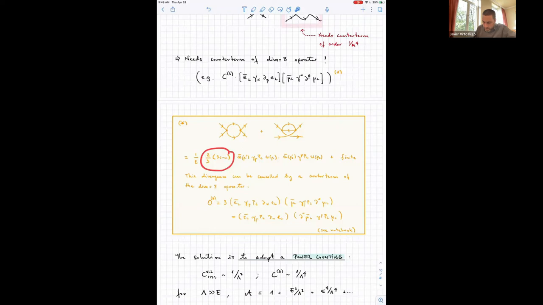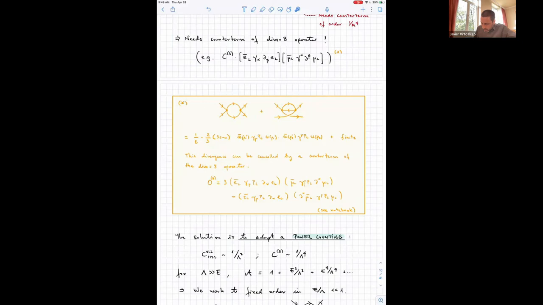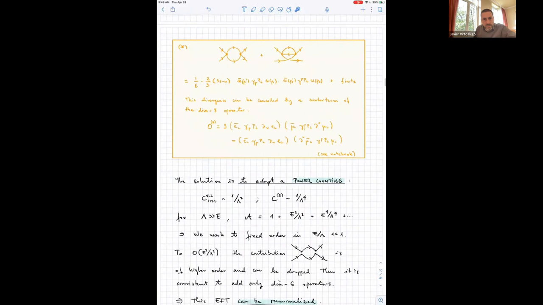And this divergence can be canceled by a counter term of a dimension 8 operator defined by this. So it's the type of operator that I wrote here, although you need two different structures with the derivatives entering in different places. But this is an exercise you could do. I can also show you later, I calculated this in a Mathematica notebook.